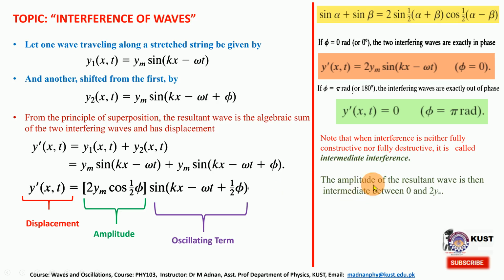Now, the amplitude of the resultant wave is intermediate between 0 and 2ym, that is, it will be in between maximum and minimum. The maximum is 2ym, that is, it will be double, and the minimum is 0. So, in the case of intermediate interference, we'll have an amplitude in between 0 and 2ym. Now, we can describe this mathematics graphically.